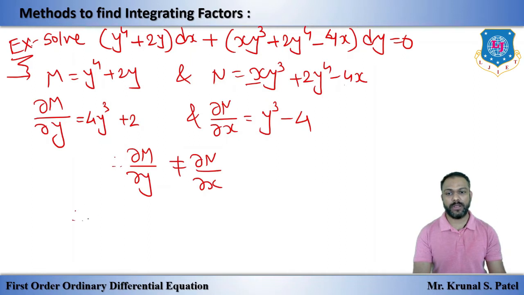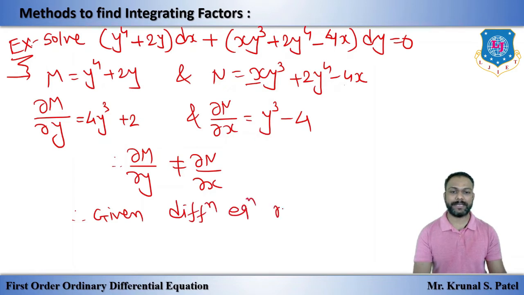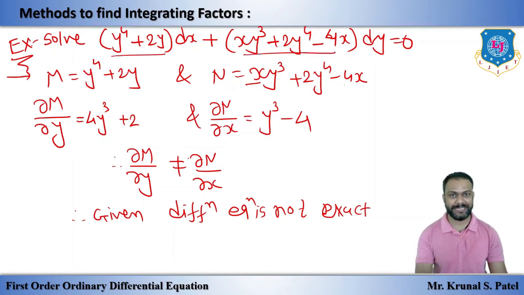So therefore, the given differential equation is not exact. Now we have to check method number 1 and method number 2. It is not homogeneous, and it is not in the form of x y dx plus x y dy. So we will find the difference of these two terms.